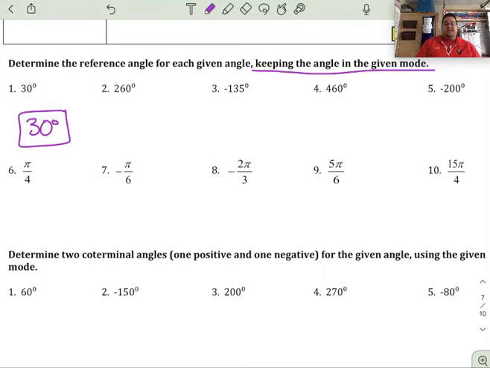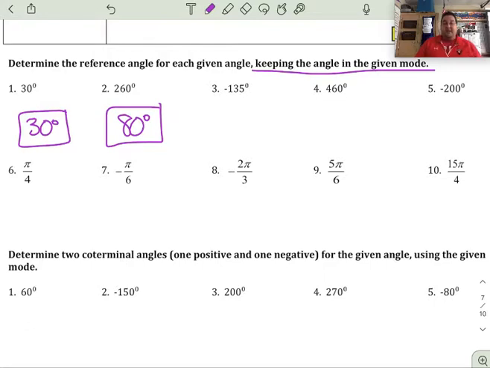Then for 260, are we closest to 0, 180, or 360? On number 2, for 260 degrees, that's closest to 180 degrees. How far away from 180 is it? Well, if we take 180 plus another 80 degrees, that gets us to 260, so our reference angle would be 80 degrees. Now, even though the angle is negative, since we're talking about how far away we are, it doesn't matter if it's positive or negative.